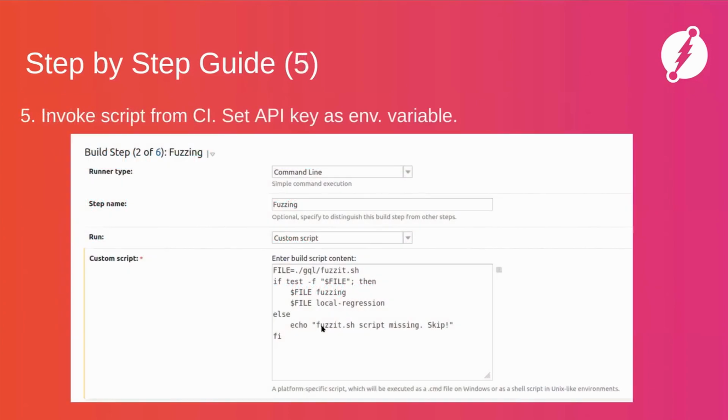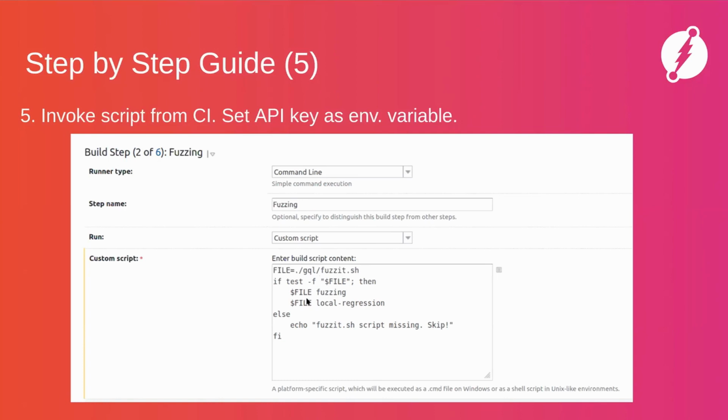So once we have the script, the final step is to go into your CI platform. In our case, it was TeamCity, and add a new step in your CI/CD pipeline. As you can see on the screen, the new step in our case basically all it did was it called this fuzzit.sh script 2 times, one for the fuzzing job and one for the local regression job.